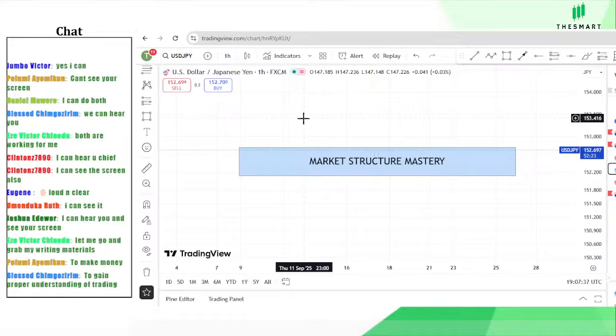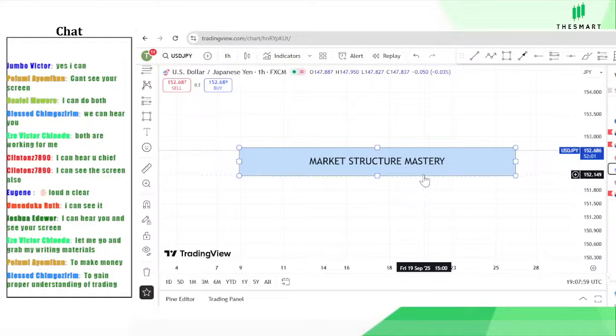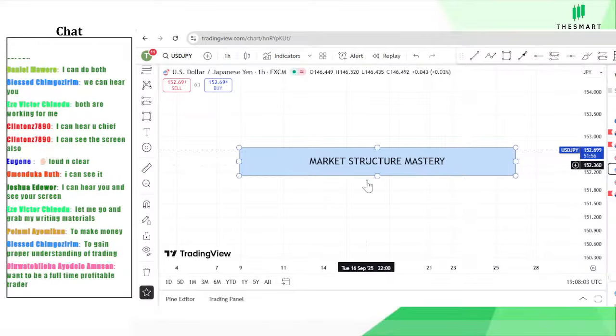If you don't have an account with TradingView, you can sign up on tradingview.com. It just requires your Gmail or your Facebook or whatever you want to use as your account, and whatever you do on this platform, it's safe. For now, I have market structure mastery on my chart. Even if I close this site and come back, I will definitely still see this because I have an account. Now I'll be walking you through a few tools we'll be working with.